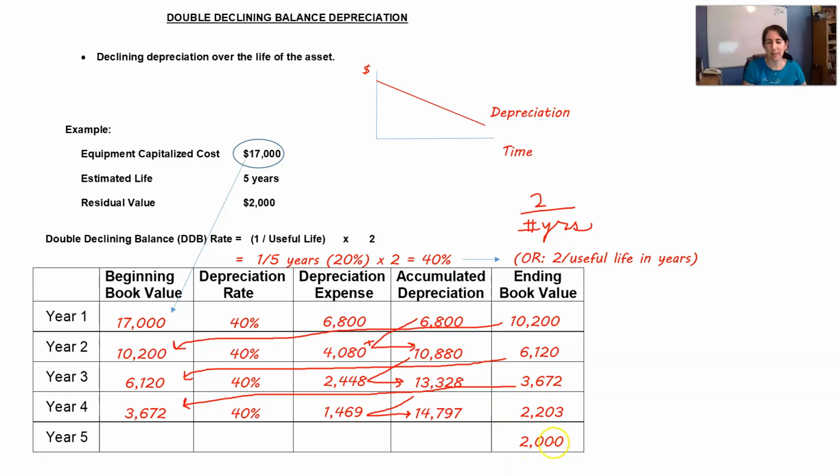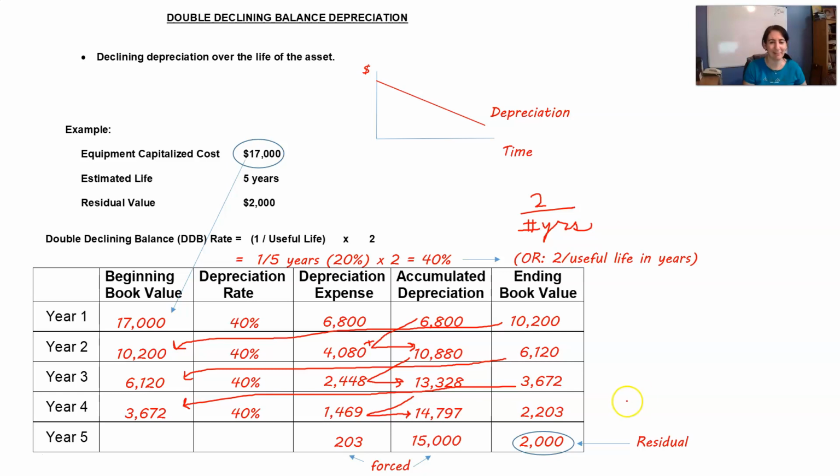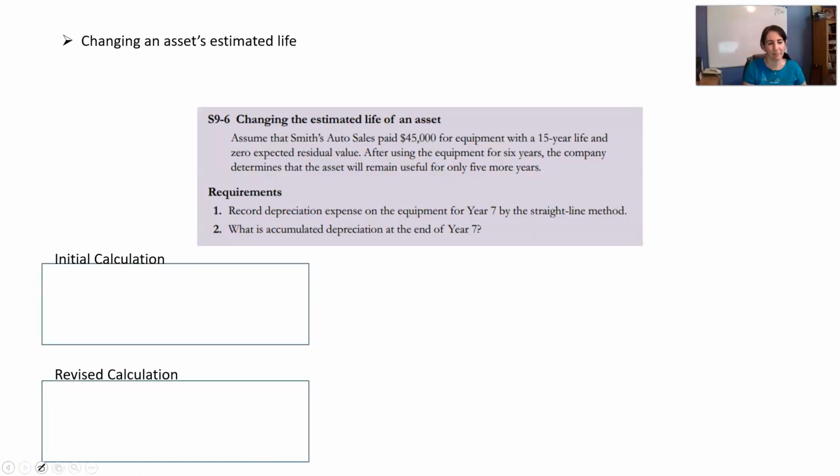So in the last year on these, you're going to plug the number to make it work. So if you see the book value is 2,203 and I want it to be 2,000, that means my number is going to be 203 of depreciation. So last year requires a little bit of a plug. So now my beginning book value is 17,000, my accumulated depreciation is 15,000. That leaves me with a residual value of 2,000, and that's what I want. Okay? We force it in that last year to be what we want it to be. Oh, too far. I hope you got that.